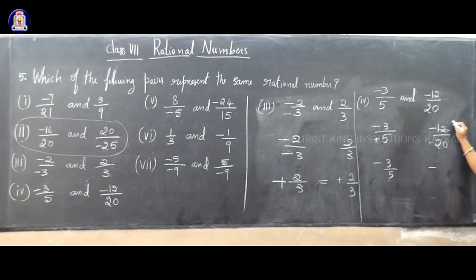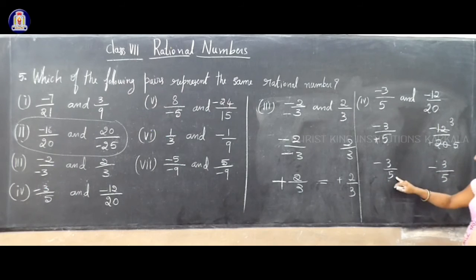Okay? 4 how much are 12? 4 3s are 12. Is it correct? Yes, 4 3s are 12. And 4 how much are 20? 4 5s are 20. So what is remaining? -3 by plus 5. 3 by 5. The sign here is minus and here the sign is plus. Plus minus is minus.